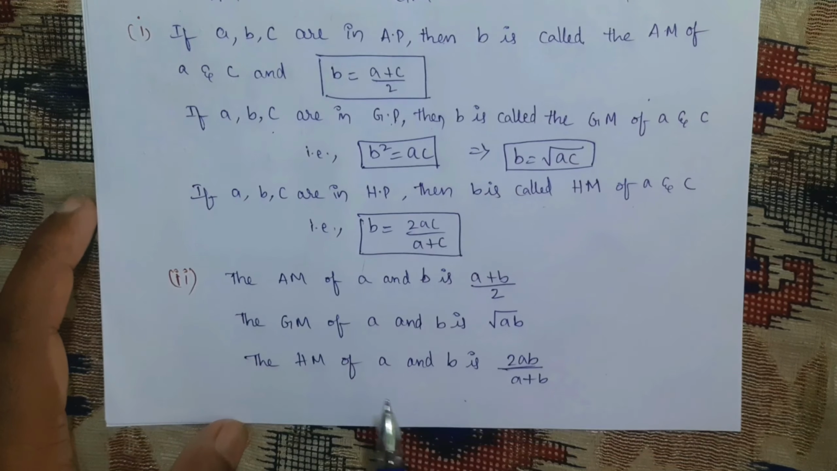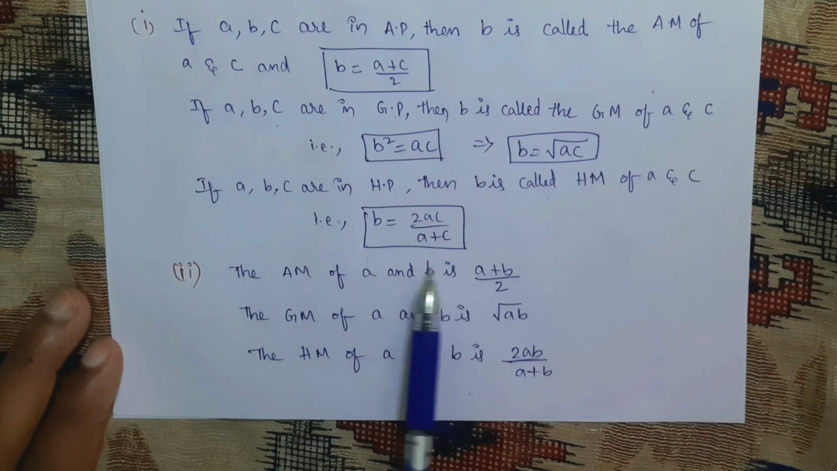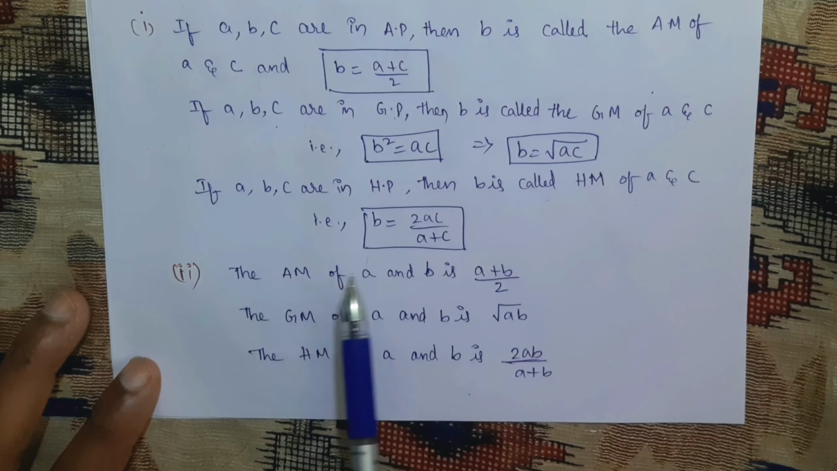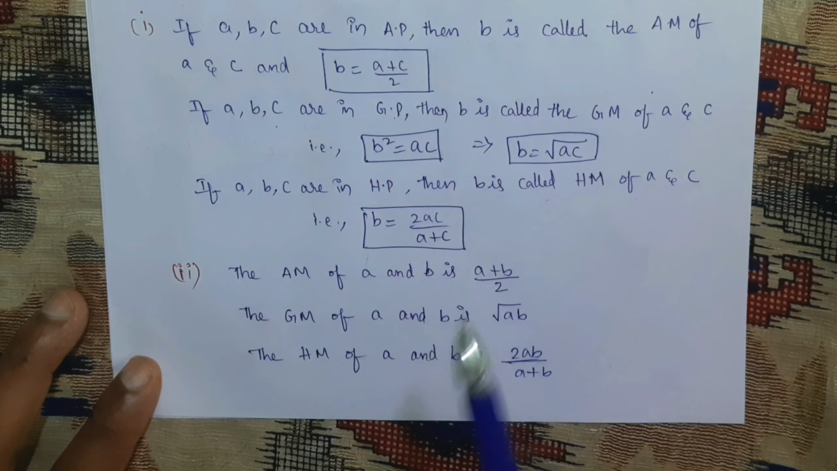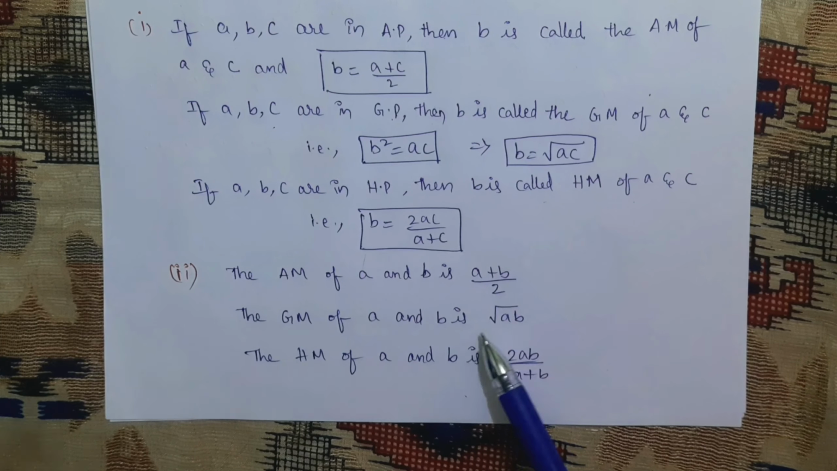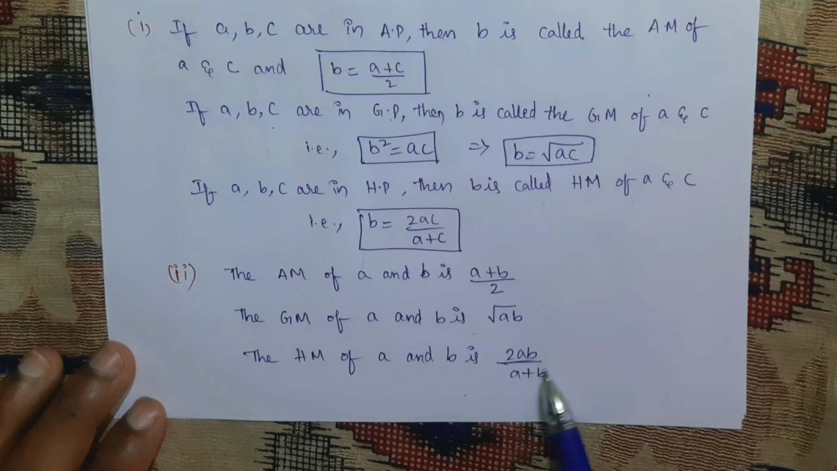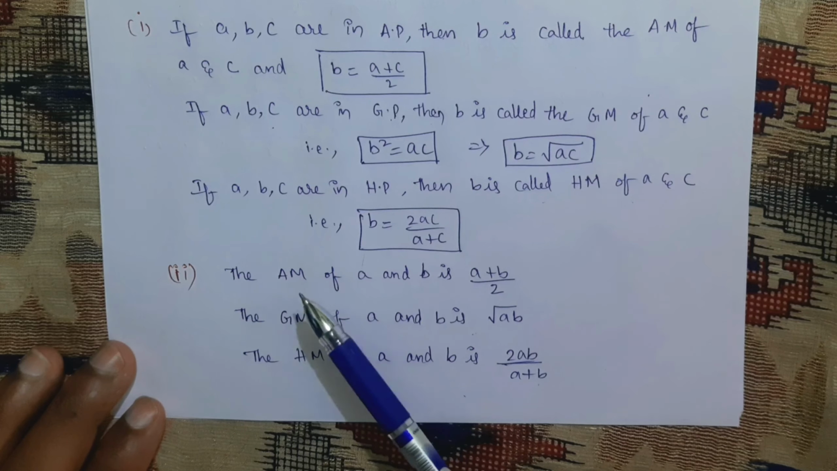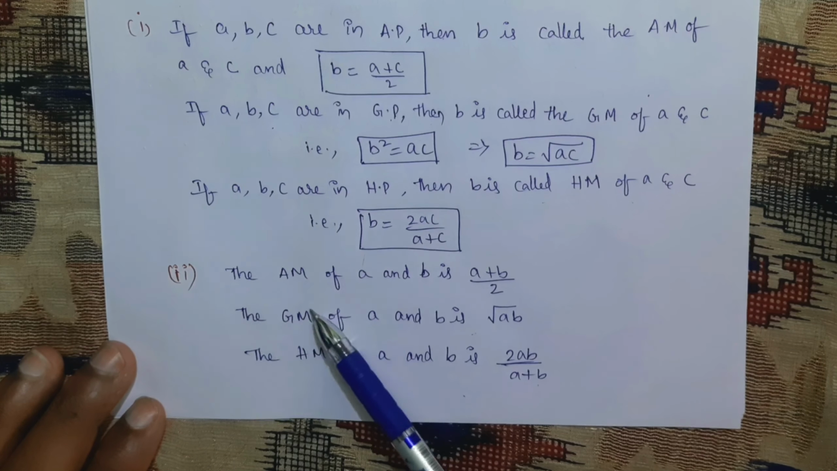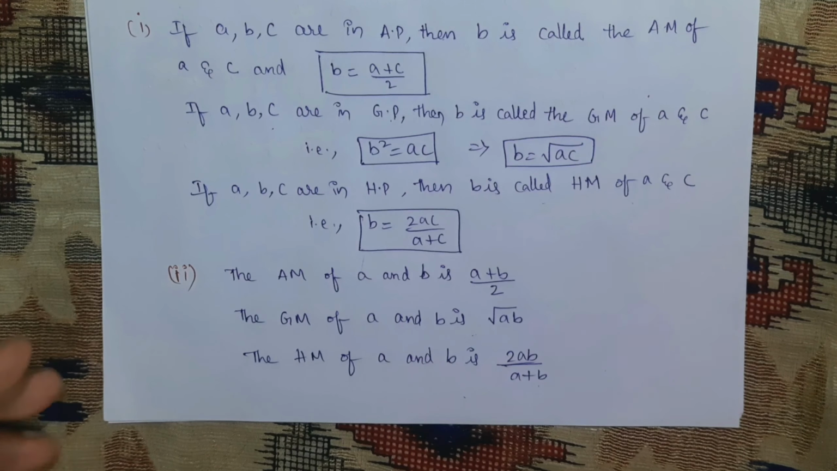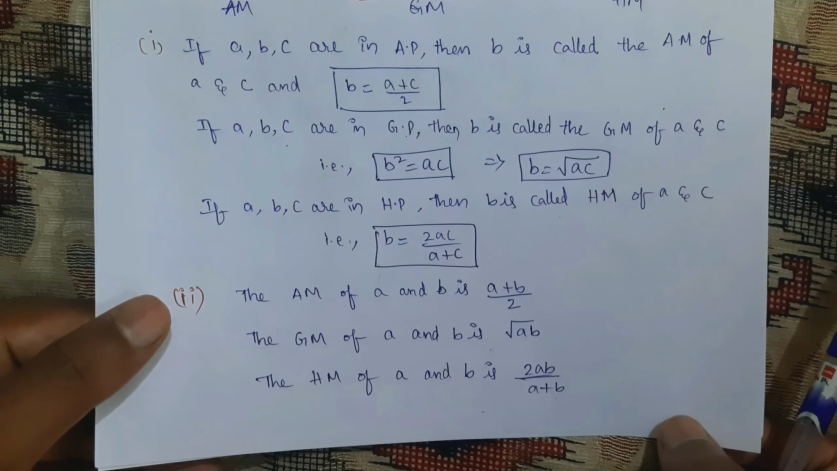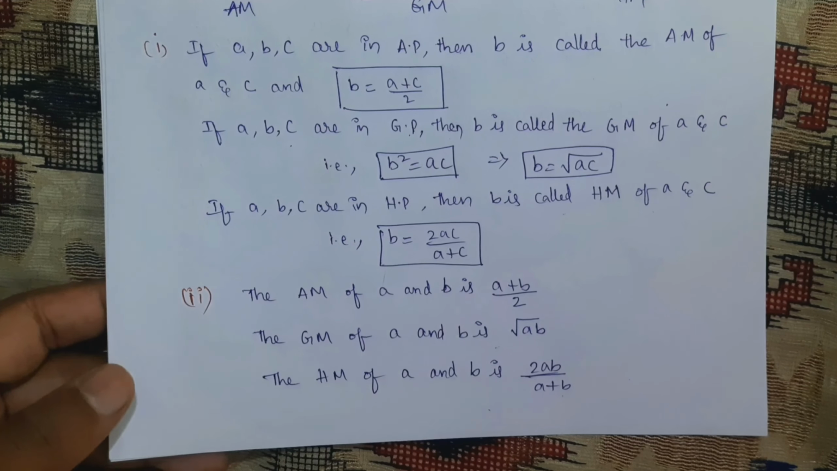Now if we talk about only the means of A and B, between these two numbers, we can write AM as (A plus B) by 2, GM as root AB, and HM as 2AB by A plus B, with respect to AM, GM and HM. These are the points to remember before practicing sequence and series.